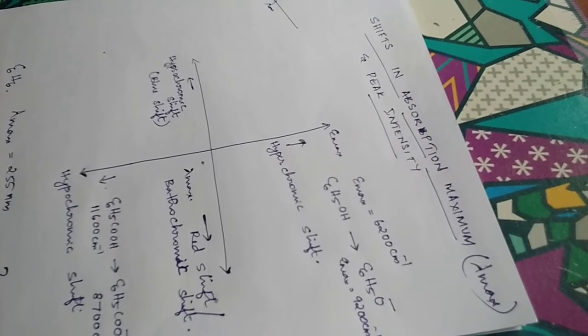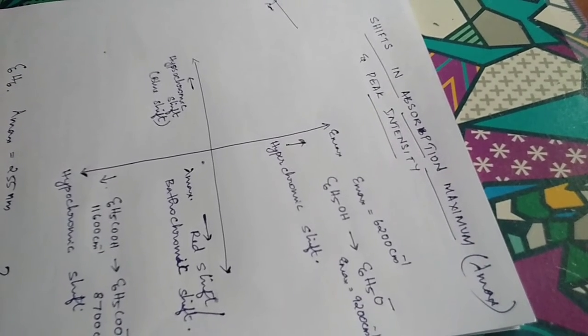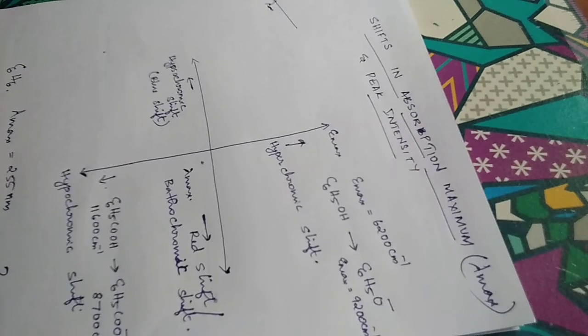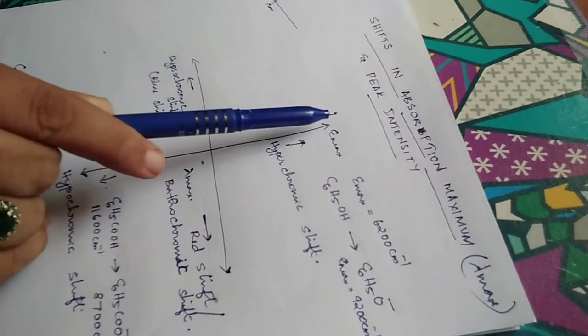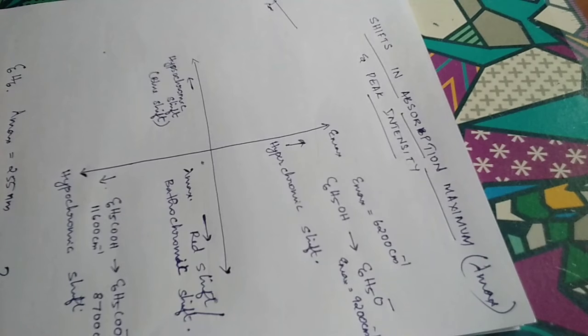So the next topic is shifts in absorption maximum, that is lambda maximum, and the peak intensity, that is epsilon maximum. Okay, so we'll see the shifts. As said earlier, it is always the absorption against the lambda that is plotted in a UV visible spectrum. Now we'll be naming certain things. So here, the x-axis represents the lambda and the y-axis represents the epsilon, that is the intensity.